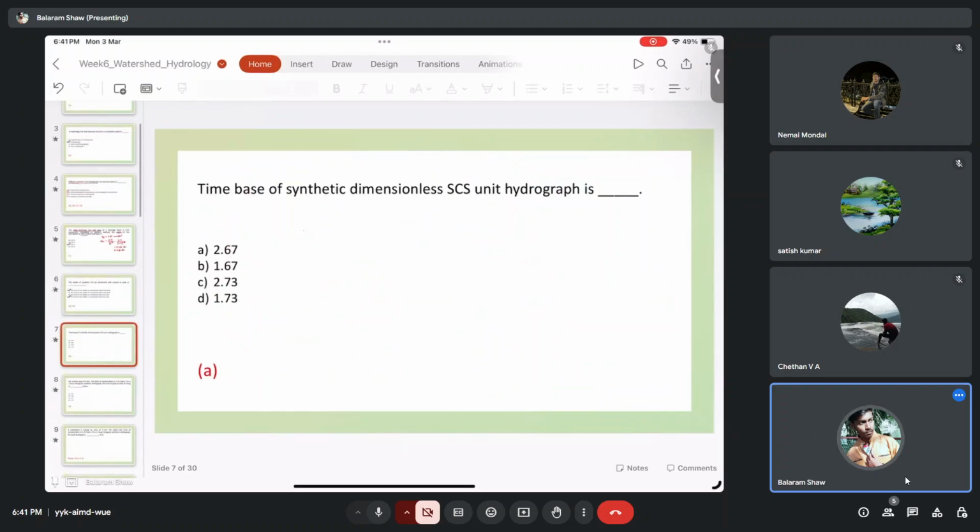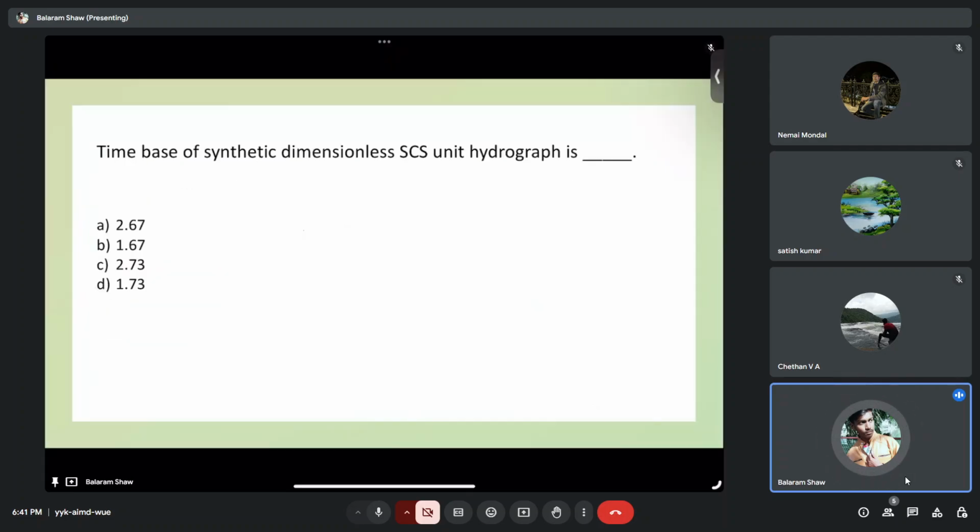So with this I'll just do some questions. The question is, time base of the synthetic dimensionless SCS unit hydrograph is. Just tell me what will be the answer, everyone. The correct answer will be A, that is 2.67, right? So this is generally what is used, 2.67.